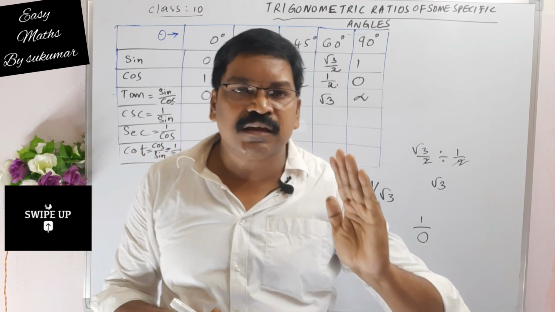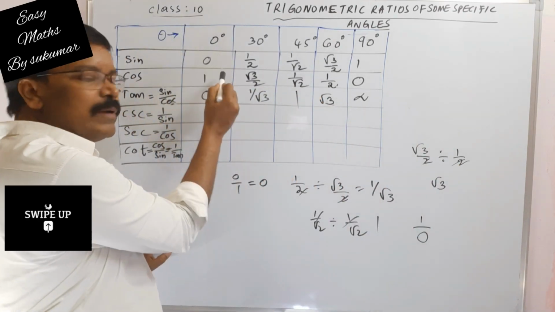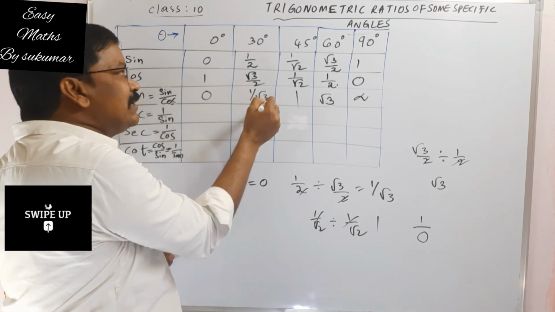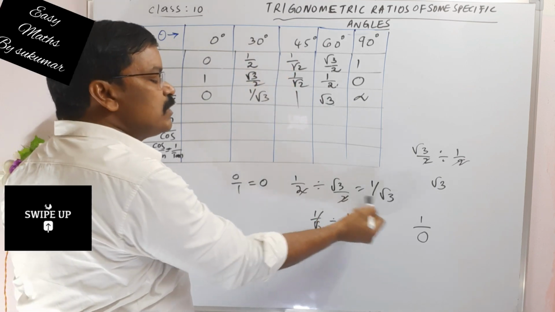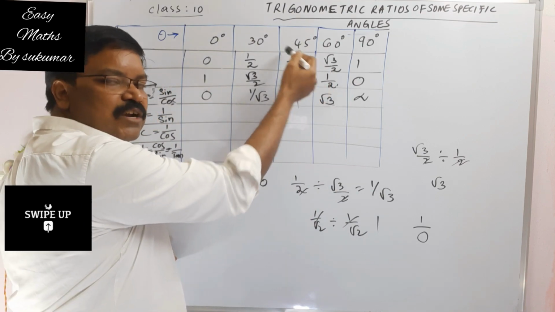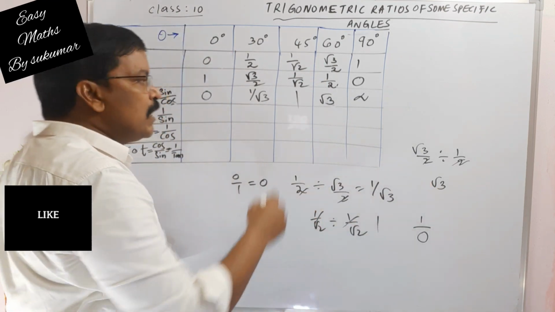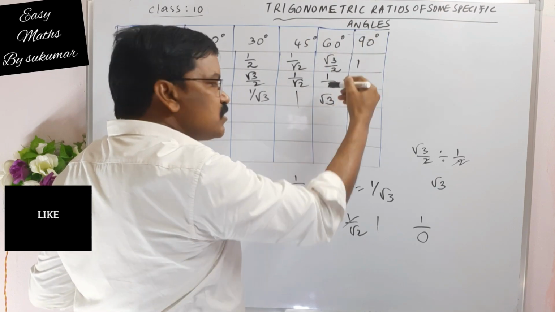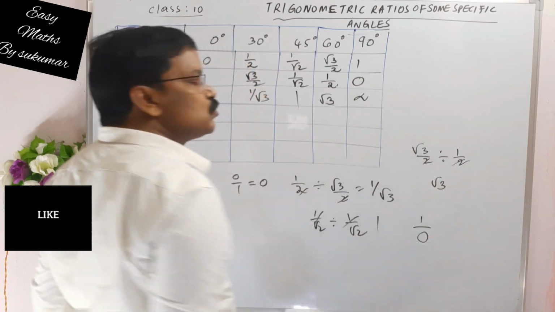Tan means it is sin by cos. So, to find tan 0, we divide sin 0 by cos 0. 0 by 1 is 0. To find tan 30 degrees, we divide sin 30 with cos 30. 1 by 2 divided by root 3 by 2 is 1 by root 3. To find tan 45, we divide sin 45 with cos 45, that is 1 by root 2 divided by 1 by root 2, which is 1. And to find tan 60 degrees, we divide sin 60 with cos 60, that is root 3 by 2 divided by 1 by 2. So, it is root 3.